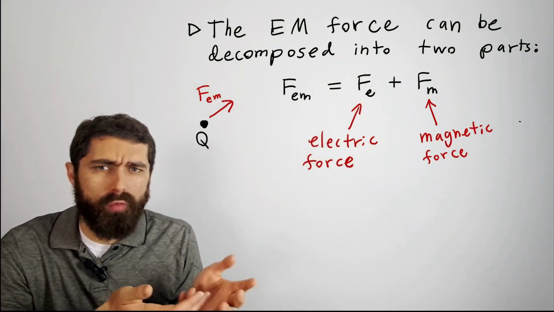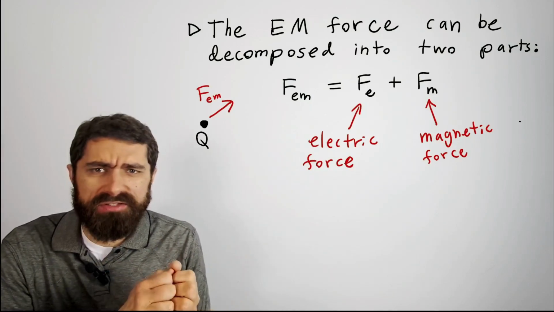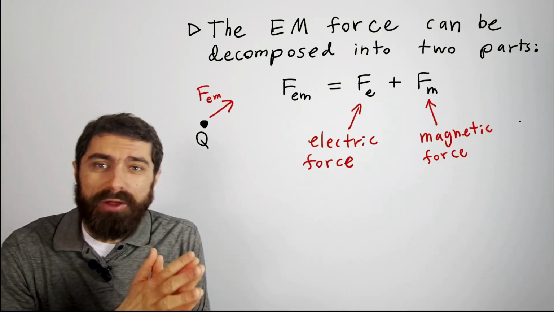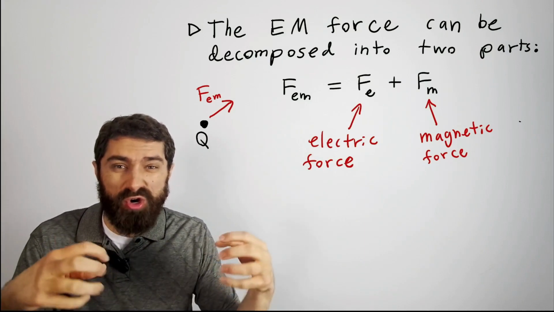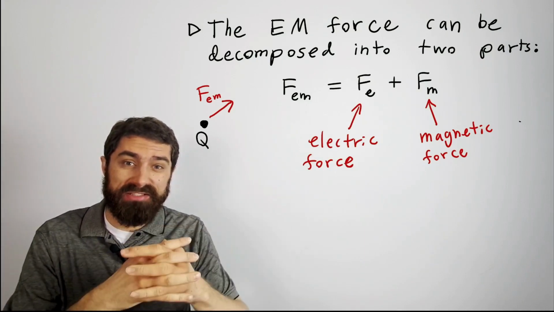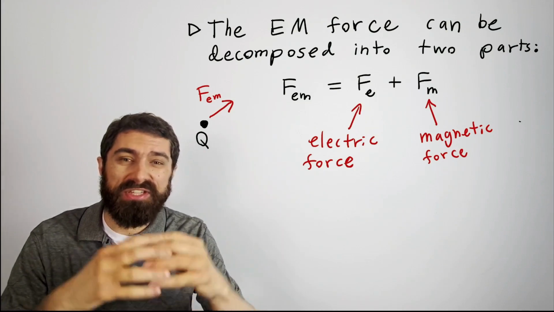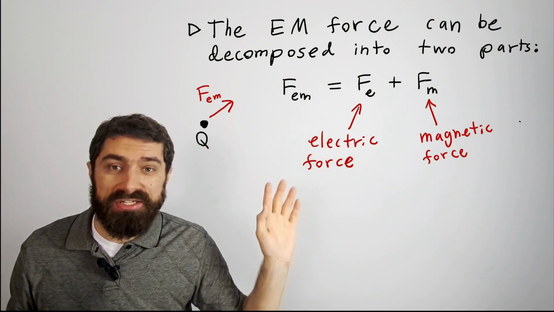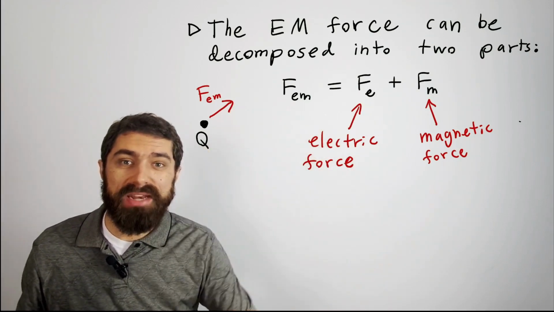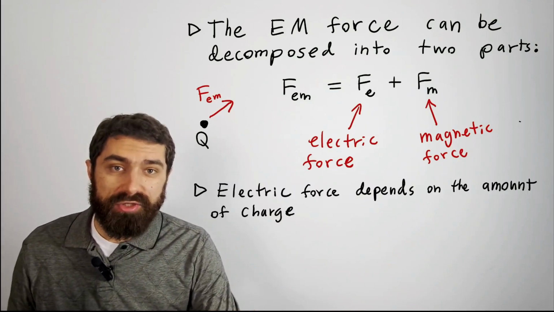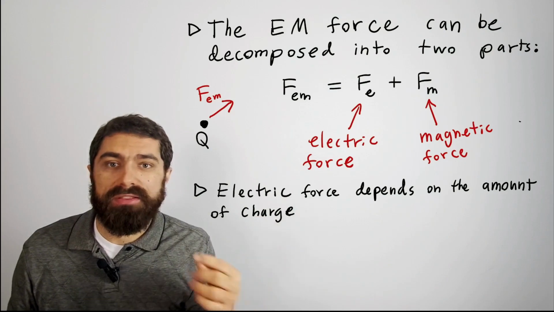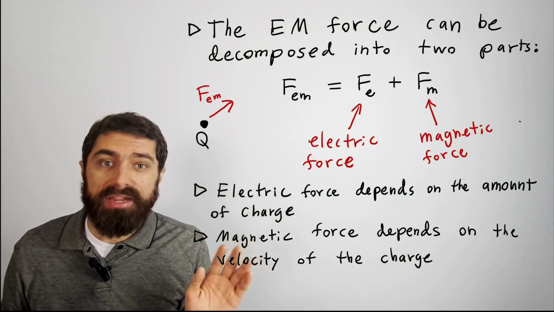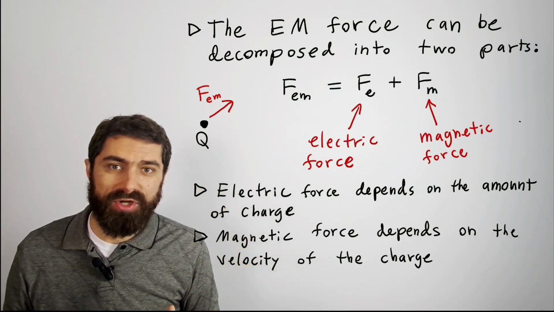So you might be wondering, why don't we just say that we have two different kinds of fundamental forces, the electric force and the magnetic force? Well, as you will find out later in this course, electricity and magnetism are very much interlinked and interconnected. And you really just can't separate the two. So that's why we just say it is one force, and you can decompose it into an electric component and a magnetic component. The electric force specifically depends on the amount of charge that you have, and the magnetic force depends on the velocity of the charge.